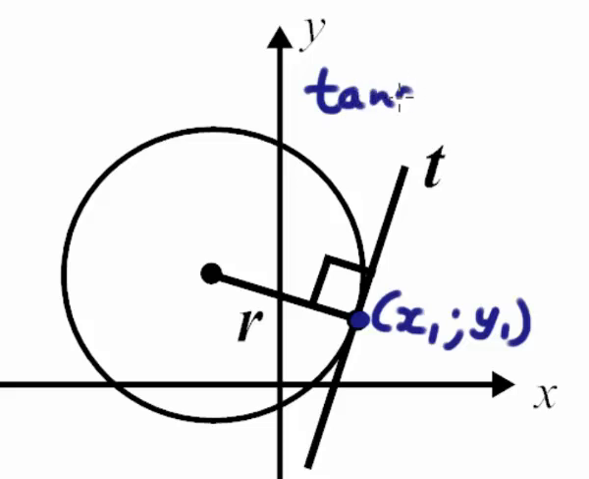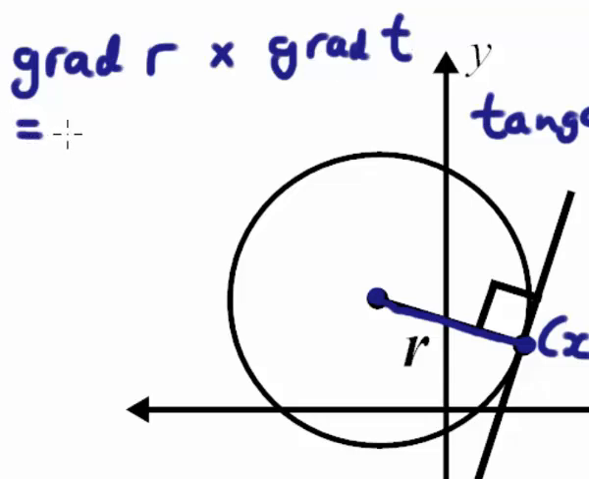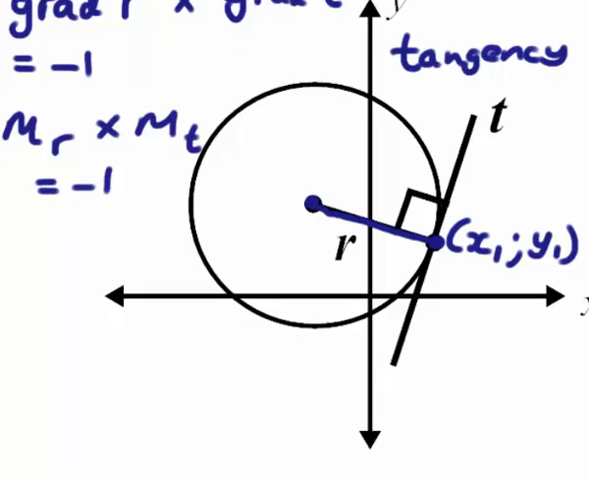Notice the word tangency. The line T, the tangent, is a line that touches the circle at one point. If you join the center to that point, you've got the radius, and the radius is perpendicular to the tangent. So if you remember, the gradient of the radius times the gradient of the tangent is -1. That's a property of perpendicular lines. We can say m of r times m of t is -1, where m is the symbol for gradient.